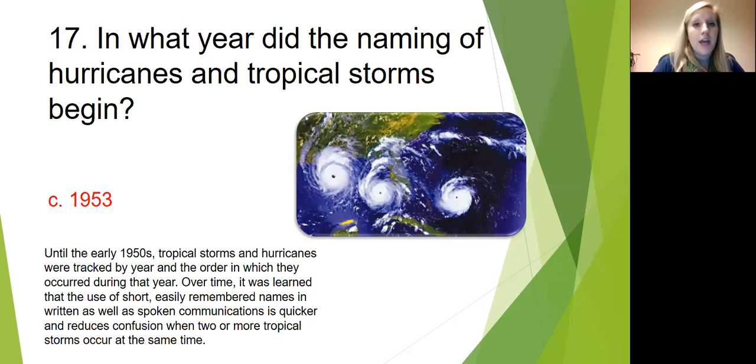Question 17, in what year did the naming of hurricanes and tropical storms begin? And the answer is C, 1953. Until the early 1950s, tropical storms and hurricanes were tracked by year and in the order in which they occurred that year. Over time, it was learned that the use of short, easily remembered names in written as well as spoken communication was quicker, and it reduced confusion when 2 or more tropical storms occurred at the same time.